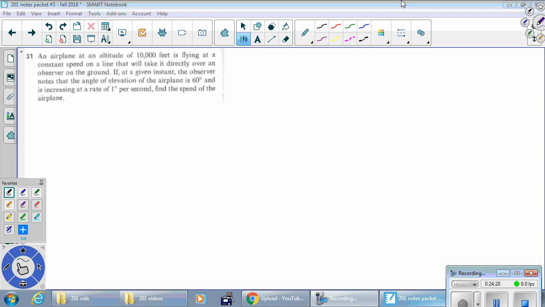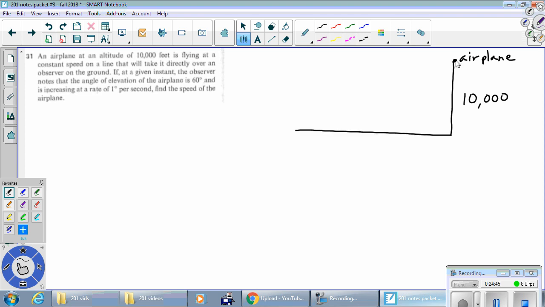Okay, let's start drawing a picture here. So I've got our airplane up here. Use your imagination. Flying at a constant altitude of 10,000 feet. So altitude here to the ground, 10,000. And I'm not labeling that with a variable. It's not an A or B. That is a constant 10,000. And it's going to fly directly over an observer on the ground.